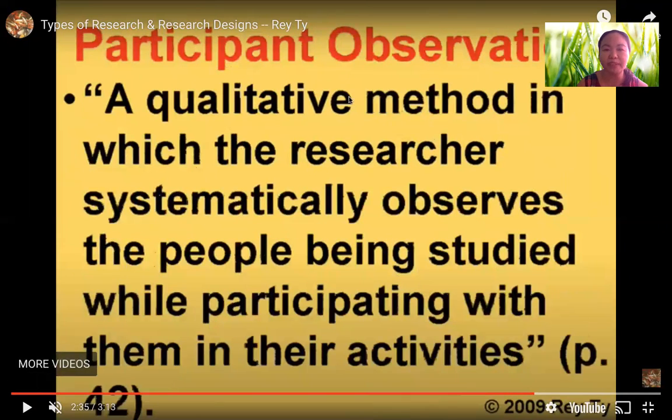And we say participant observation is also a qualitative method in which the researcher systematically observes the people being studied while participating with them in their activities. So they're participating in a particular group study or whatsoever, and they are being studied with their observed behavior. So that's what we call participant observation.